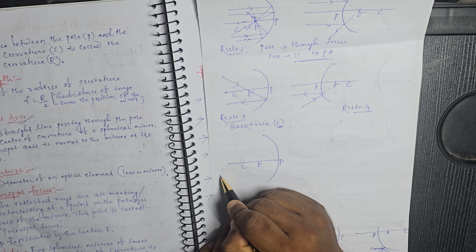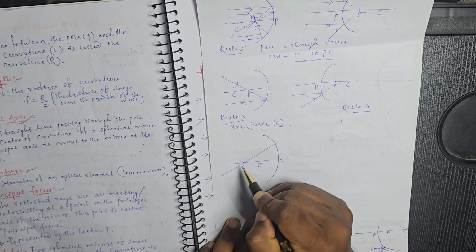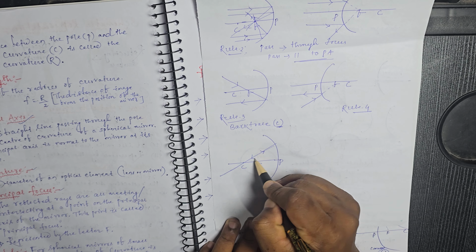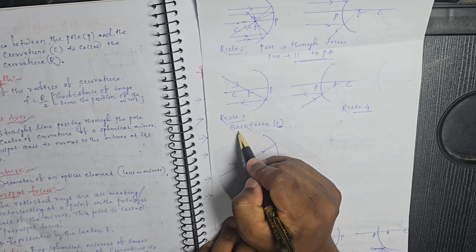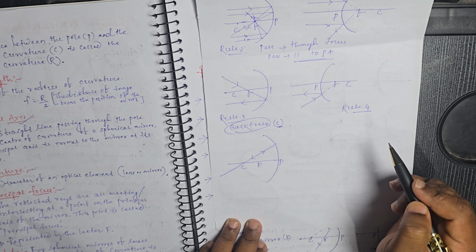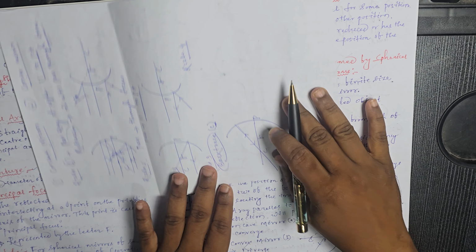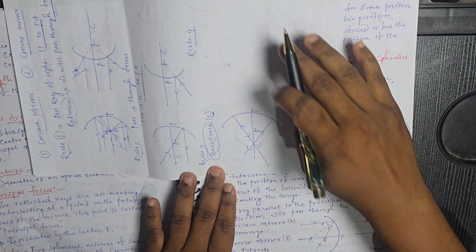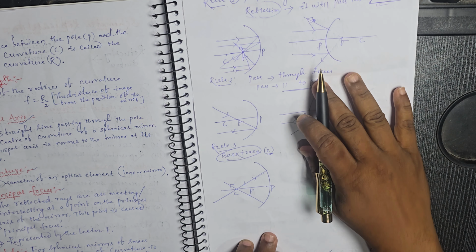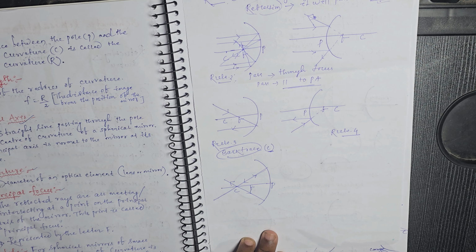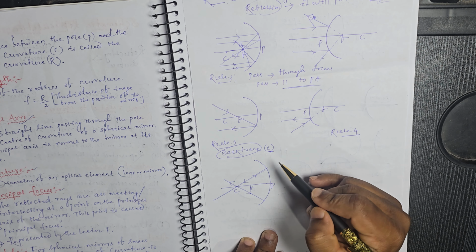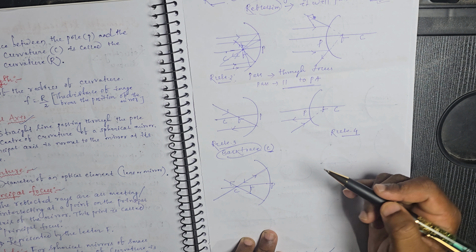If I am passing a ray of light like this way, clear, then it will return in the same way. So this is nothing else, it is called backtrace. Clear? Again in this way also, if I am passing in this way, it will return in the same way. What is the meaning of backtrace? According to rule number 3, any ray passing through the center of curvature will return through the center of curvature. It's a kind of coincident line in mathematics.